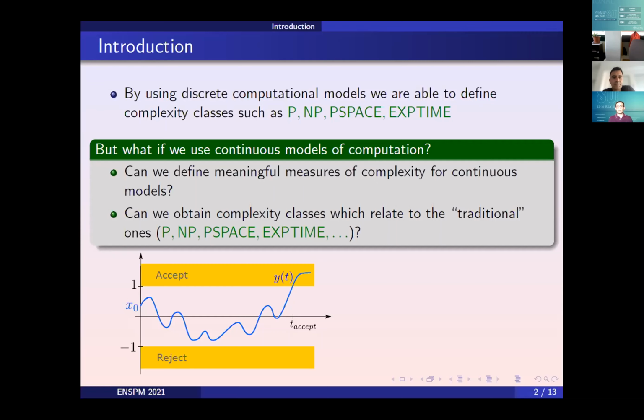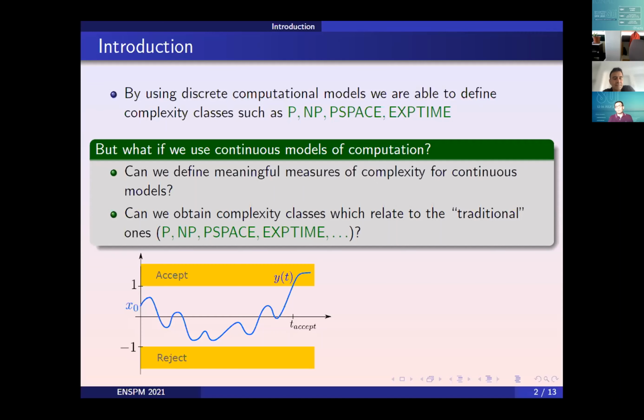There are some notions that exist. There are several applications in control theory, etc., where you can have a system, for example, when you have some initial input, real input x0, and you can, for example, accept or reject this input if you have some system that evolves according to some law until it reaches some accepting region, in the case where the input is accepted, or it might reach some rejecting region where the input is rejected.